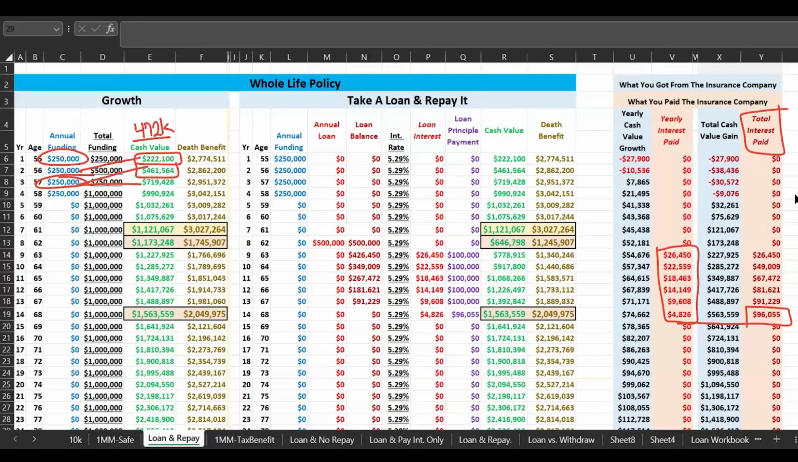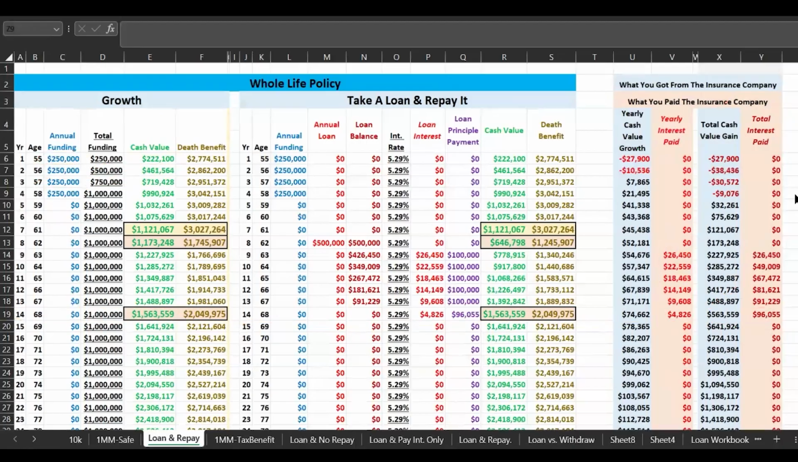That could change if the interest rate changes a little bit. But what did you gain? $563,000 at that point in time. Where we came up with that is at that point in time, how much did you pay into the policy? $1 million. Your cash value was $563,000. What's the difference between those two numbers? $563,000 and change. That's the gain. So that's where we compare the total gain with the total interest paid.